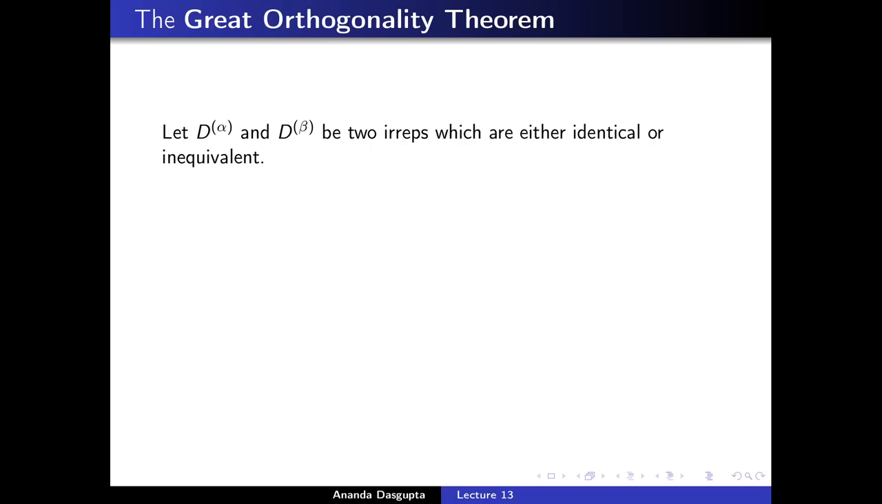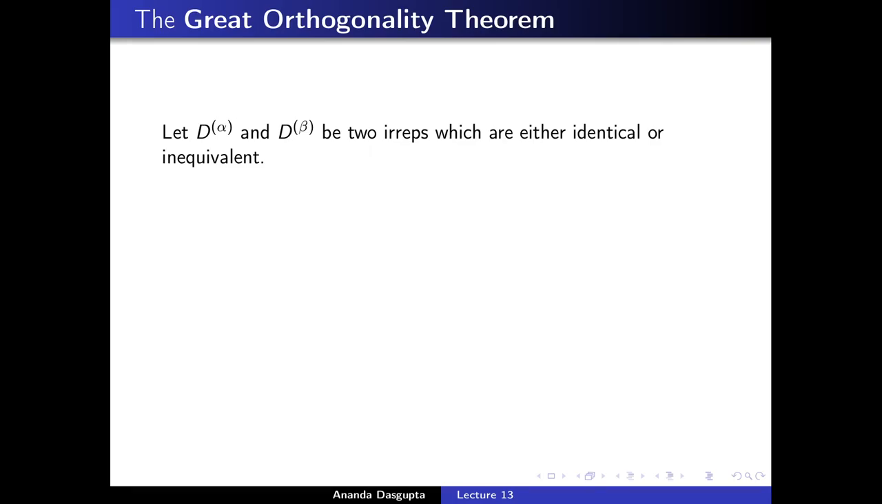So what we have done here, when we are compiling this hypothetical list of ours, is that we have included every irreducible representation only once up to equivalences, which means that if a particular representation has been counted in this list, then any other representation which is equivalent to it has not been listed. So we have put this label alpha or beta or gamma on top of these representations. And what they tell us is that if alpha is equal to beta, then you are talking about the same representation. If alpha is not equal to beta, then you are talking about two representations which are not only irreducible, they are inequivalent.